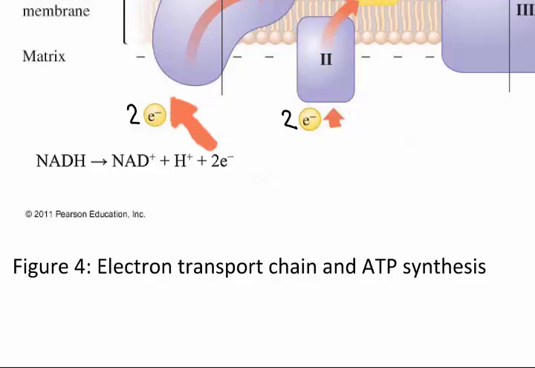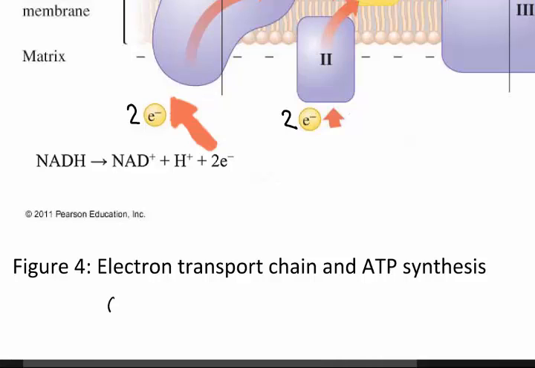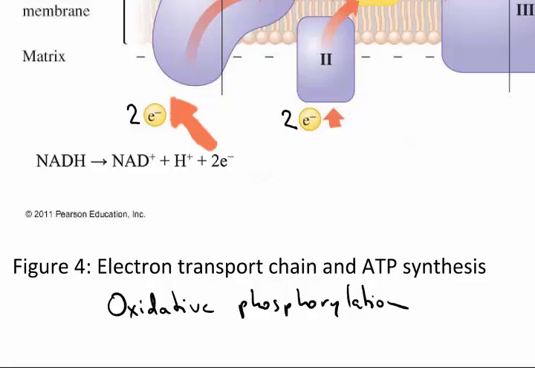Electron transport chain and ATP synthesis taken together are called oxidative phosphorylation. Phosphorylation because when we make ATP, we're putting a phosphate on there. So that's the phosphorylation part. Oxidative because there's a redox process that drives this.